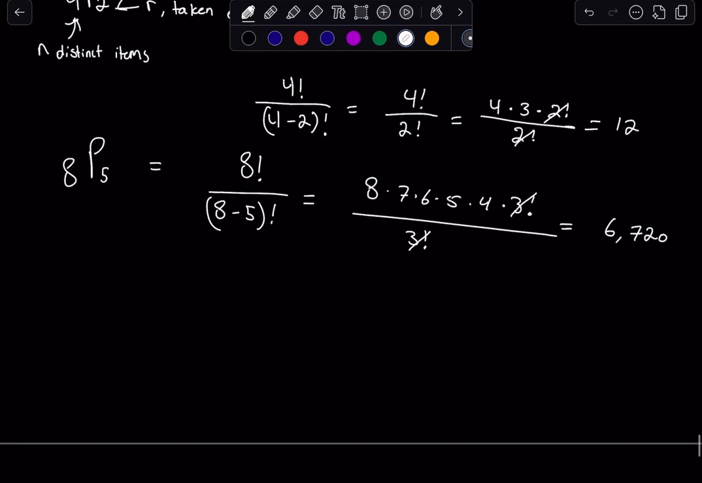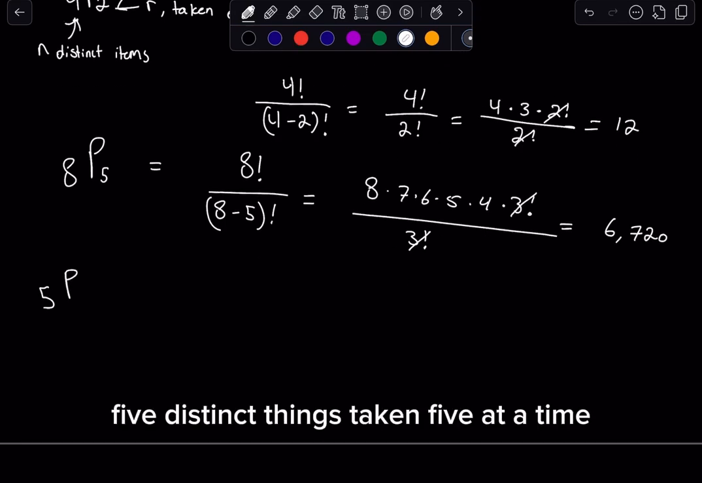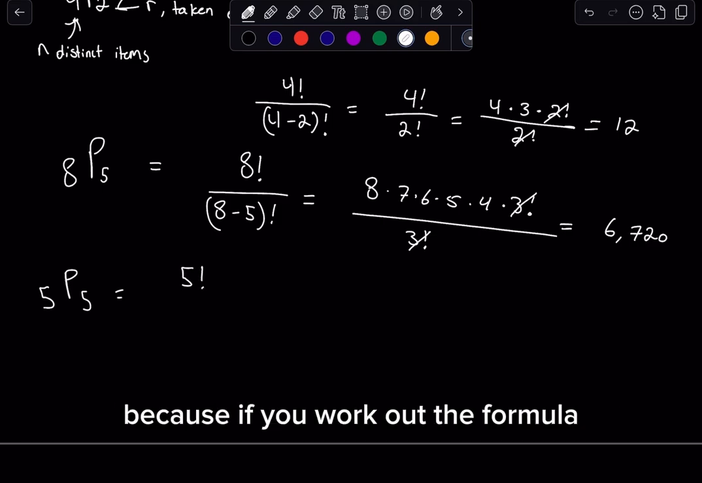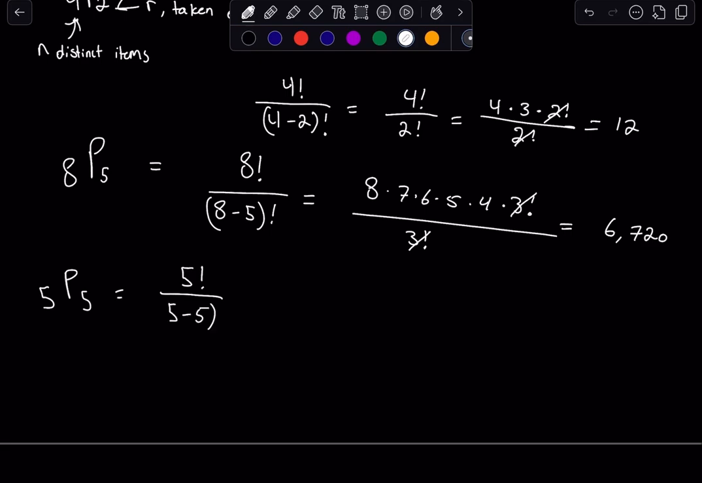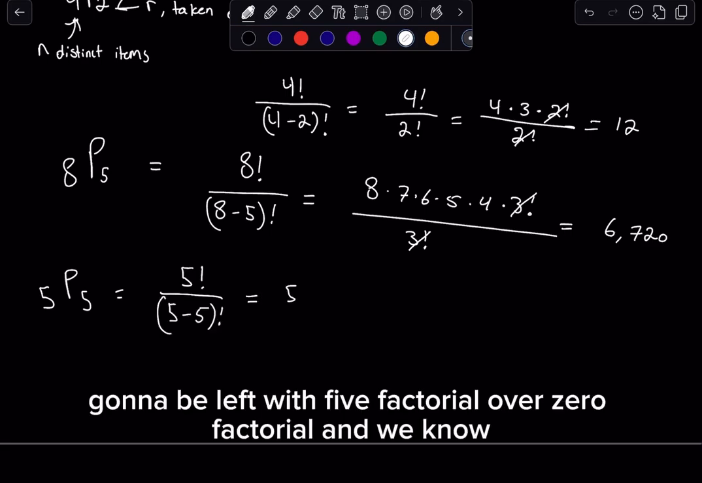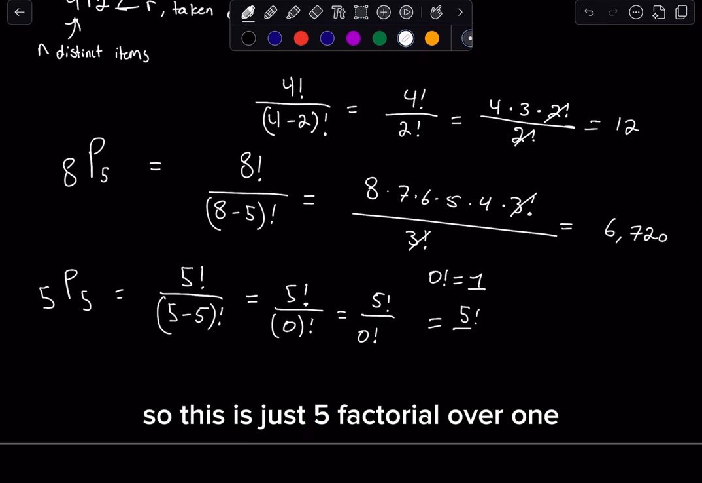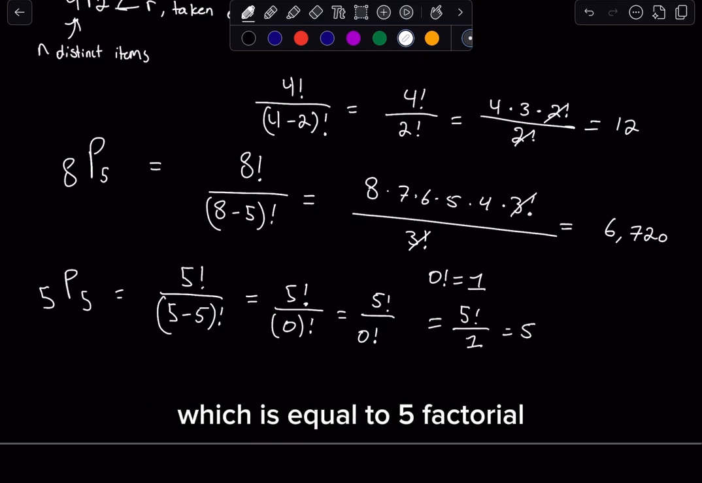Now, what about 5 distinct things taken 5 at a time? Well, this is simply just going to be 5 factorial. Because if we work out the formula, we're going to be left with 5 factorial over 0 factorial. And we know 0 factorial is always going to be equal to 1. So this is just 5 factorial over 1, which is equal to 5 factorial, which is equal to 120.